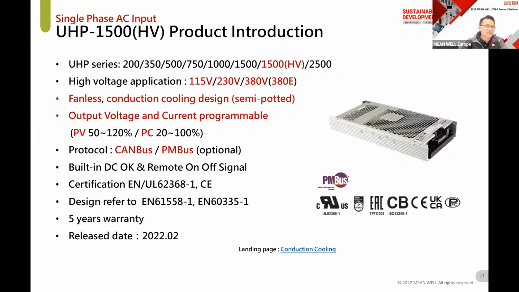For power smaller than 500 watt, UHP has 60335 certification. Power higher than 500 watt is designed to refer to 60065. So if you have a high power demand for household applications, you may check with our sales for the possibility.